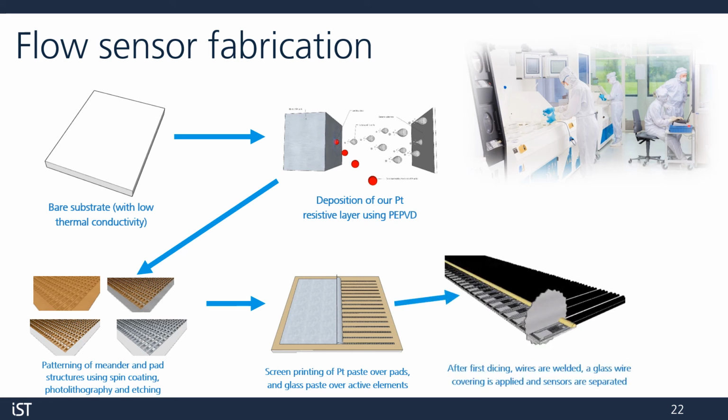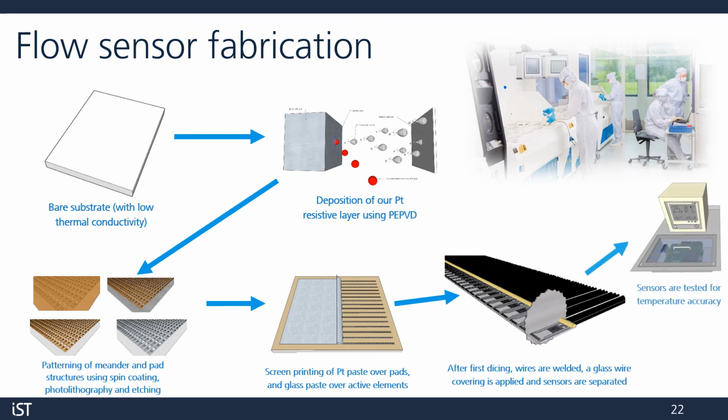We dice the substrate into strips, then weld our wire using a semi-automated welding machine. After applying a glass paste and hardening it, the sensors are separated using another dicing step. At the end, we test each sensor for temperature measurement accuracy using a finely controlled bath. For sensors with short wires, we can test many sensors at once.